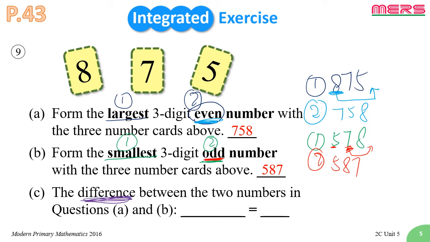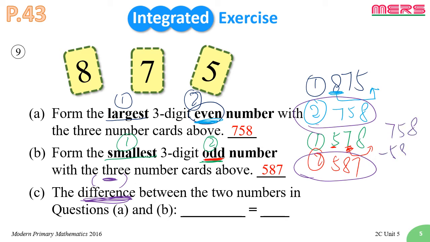Alright, the difference, which means you need to do the subtraction, the minus one. Okay, subtraction between these two numbers. So you have to do subtraction for these two numbers, 758 minus 587, and you do the subtraction one by one and you will get the answer here. Okay, it's 171.